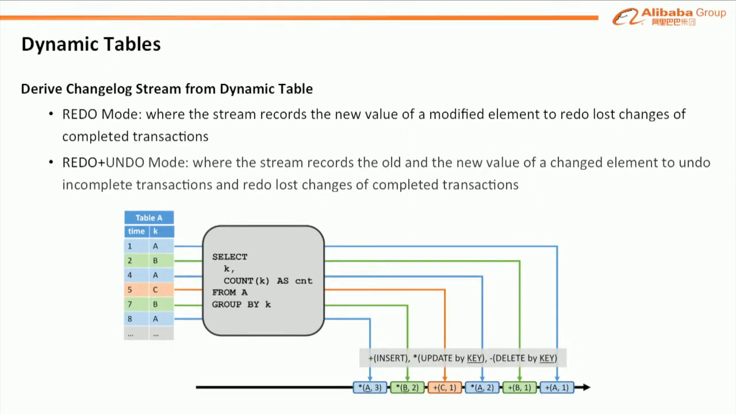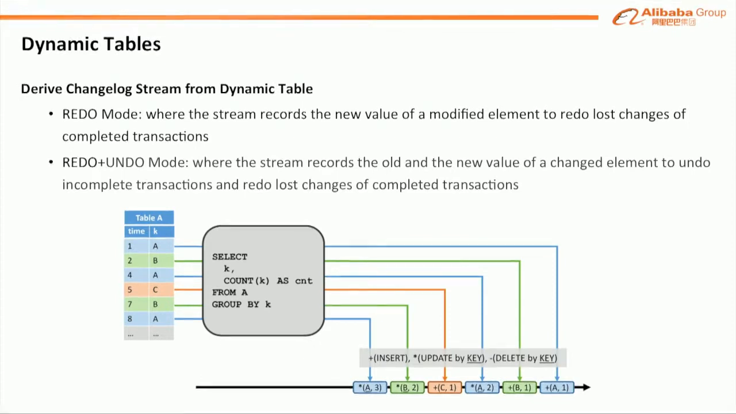The second mode is the redo plus undo mode. In this mode, the new value as well as the old value gets emitted in the stream's changelog. This stream allows us to reconstruct the dynamic table as well as undo it. That's why we get this name.